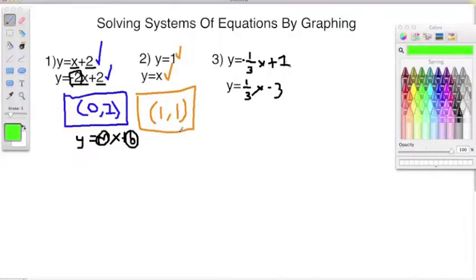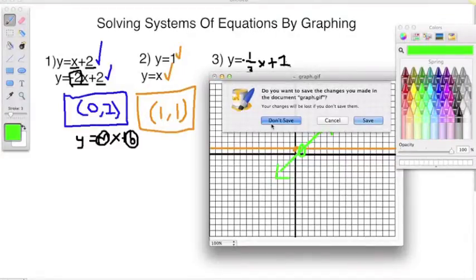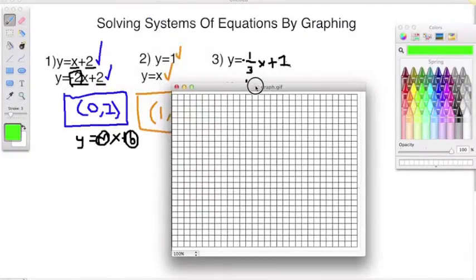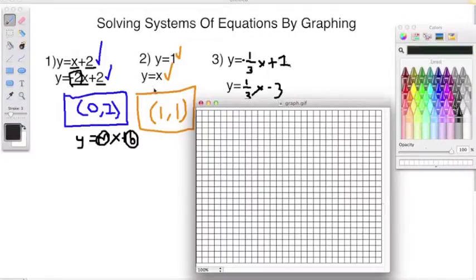Okay, so let's do this next problem. Y equals negative 1/3 x plus 1, and then y equals 1/3 x minus 3. Let's get our graph back up here. Okay, and really quick, I don't know why it doesn't have these things here. Should have that and that. Okay, so negative 1/3 x plus 1.